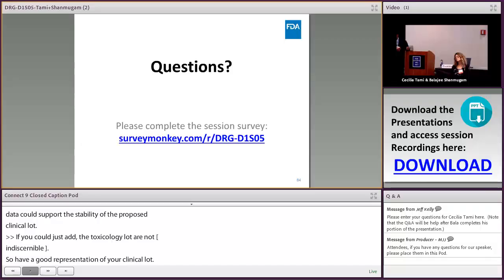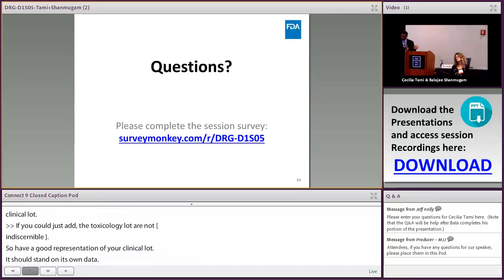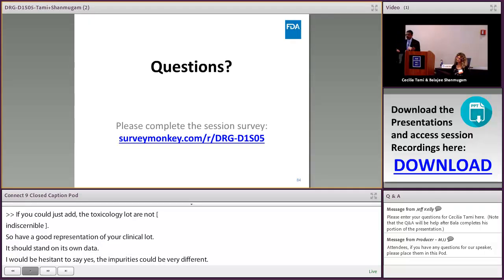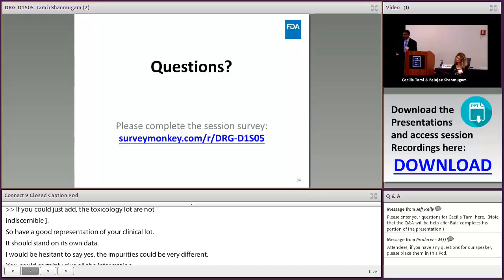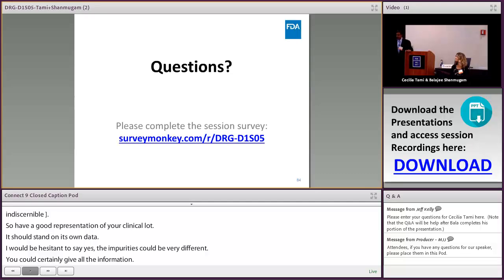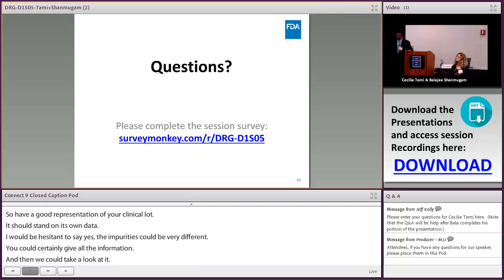I would be very hesitant to say yes for that reason, because the impurities could be very different. It was a different lot of an API. You could certainly provide all that information, say, justify, here is what it is, and it's an apple to apple comparison, and then we can take a look at it. But if the duration of the clinical study itself is very short, we don't expect, as I said, it's not like an ICH recommended testing for real-time and accelerated condition. It's just to support the duration of the study.